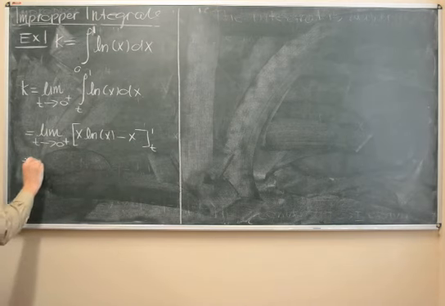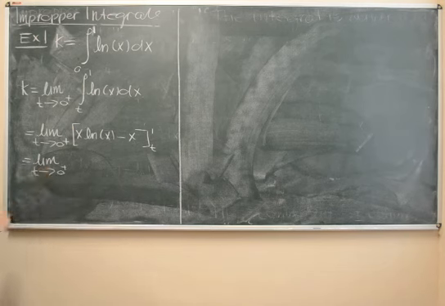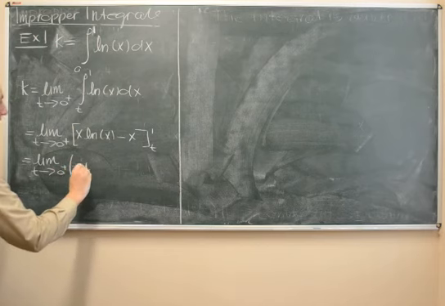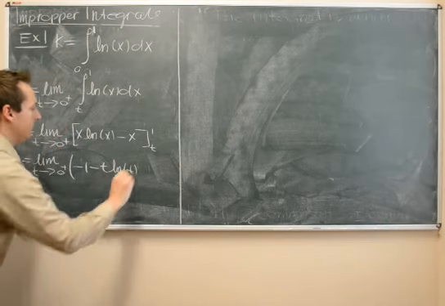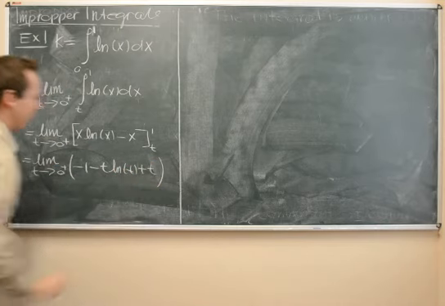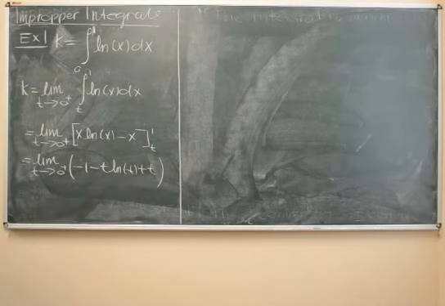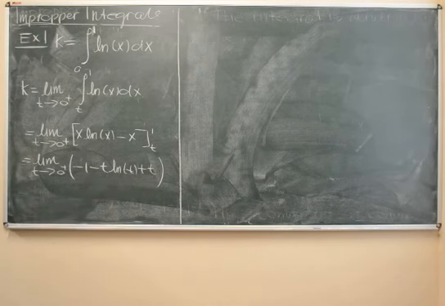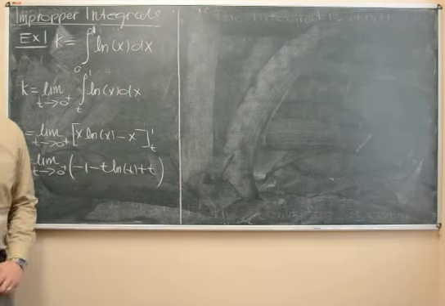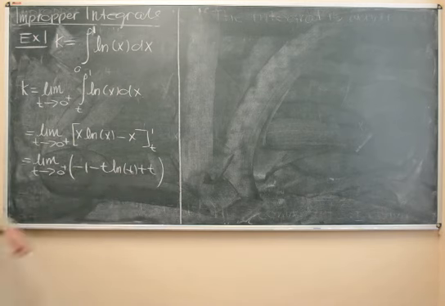And substituting in the bounds, we're going to get minus 1 minus t ln t plus t. So now let's see. Well, minus 1 just stays minus 1 as t goes to 0. t goes to 0 as t goes to 0. And then what about this term here, this t ln t?